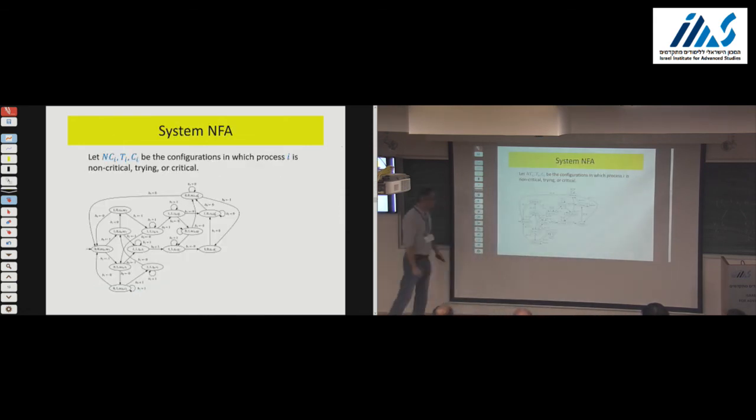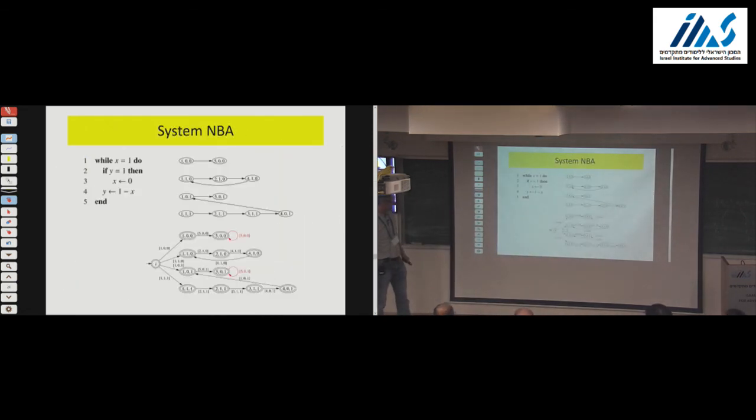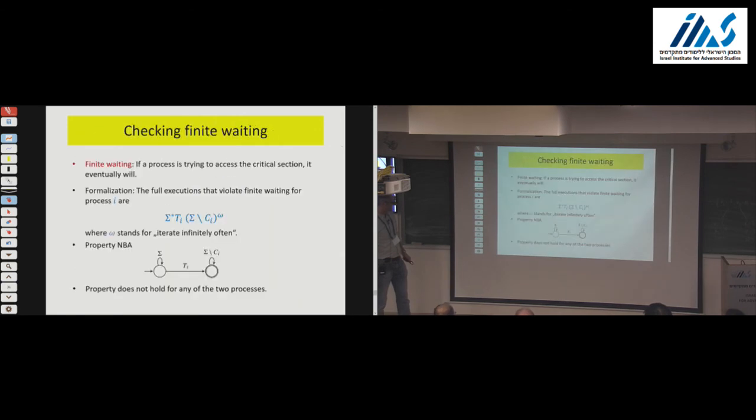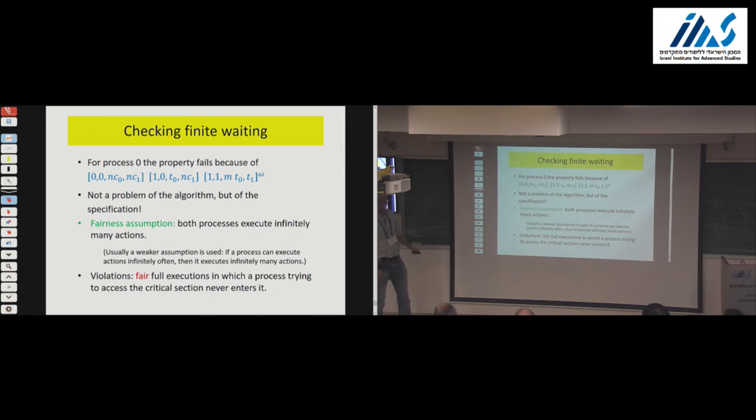So how can you take care of that? There are different ways of doing that. The typical way is always to introduce a fairness assumption, right? Which one you need in each case may be a different one. In this case, it is enough to assume that both processes execute infinitely many actions. If you look at your system, you will see that wherever a process is, it can always execute one action, right? So what we are going to assume is that the processes execute infinitely many actions, and then the violations are going to be the fair executions, right?